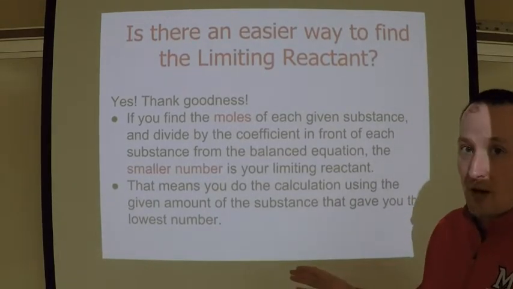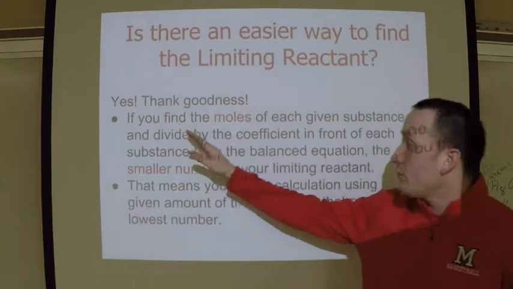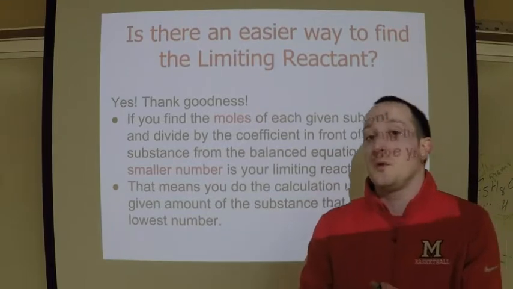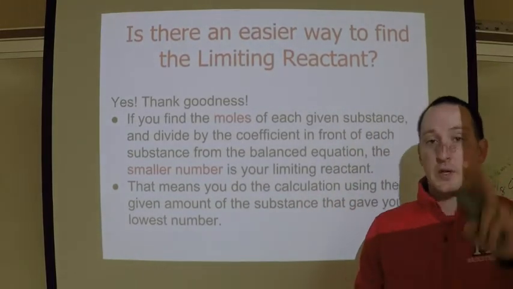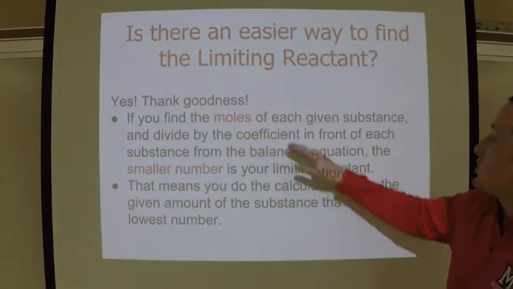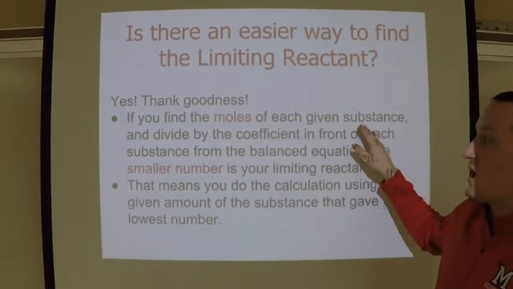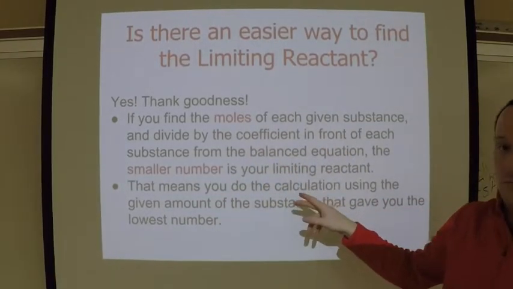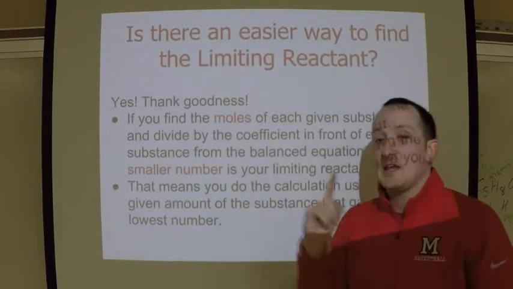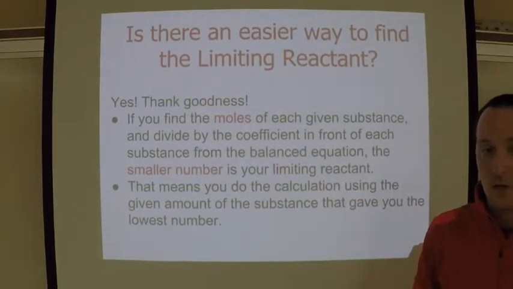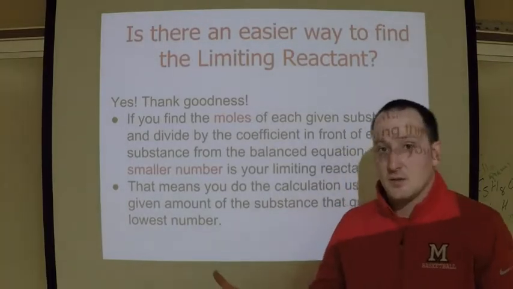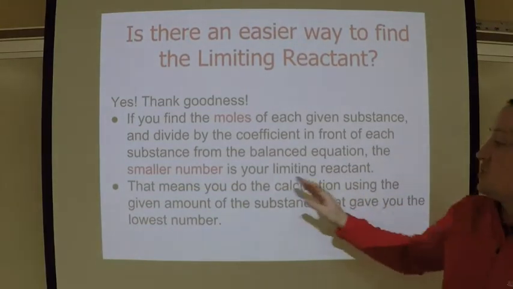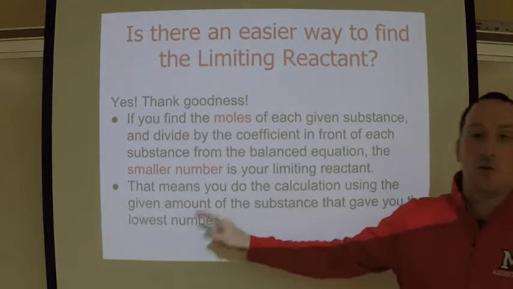Another way to find the limiting reactant is you find moles of each given substance. So in our first problem, remember we were given moles of aluminum and moles of iodine. So we had 2 given substances. So I find moles of each of those substances and I divide by the coefficient in front of each substance from the balanced equation. The smaller number is your limiting reactant. Okay? That means you do like half of the work, and you do the calculation using the given amount of the substance that gave you the lowest number.